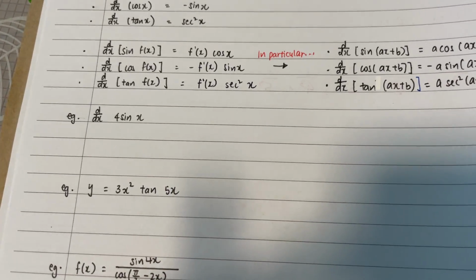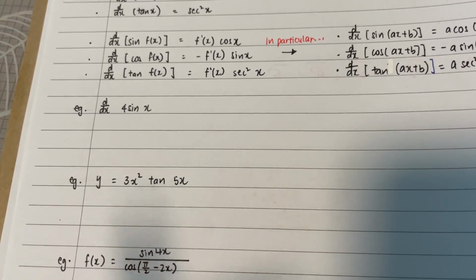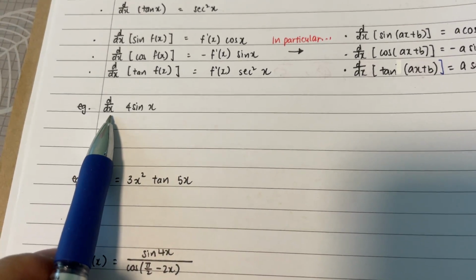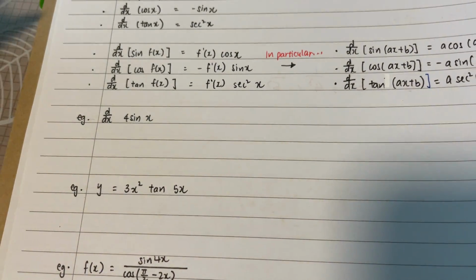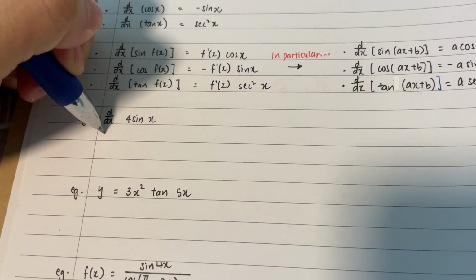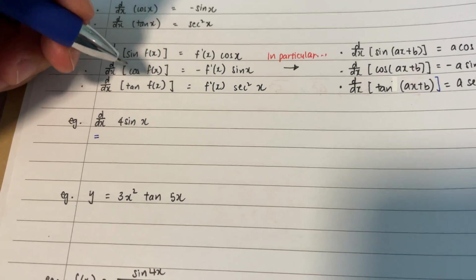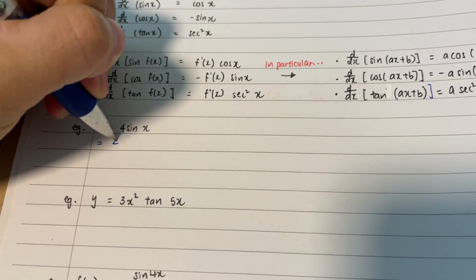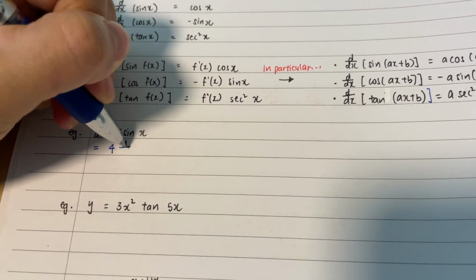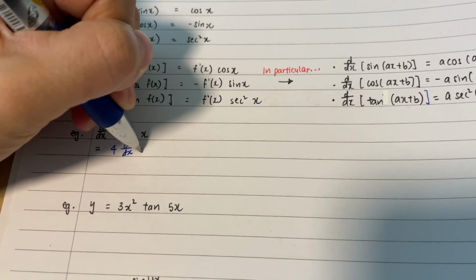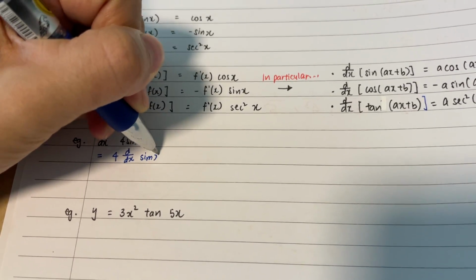Next, let's move on to try some examples of differentiation. So if you were to differentiate 4 sine x, we can start out by noting that 4 is actually a scalar multiple of sine x. We could put it outside, so it will be 4 d over dx sine x.